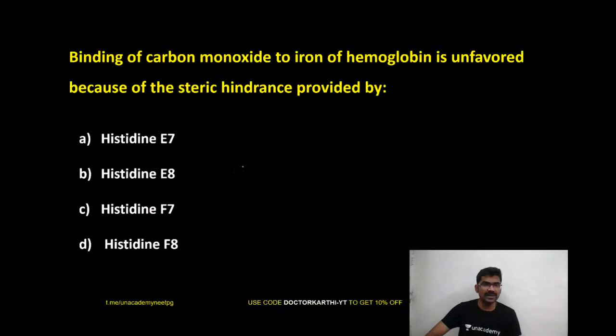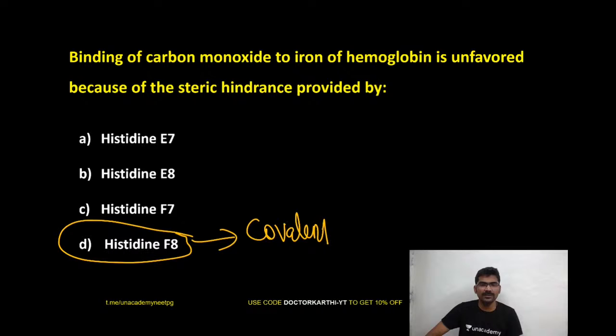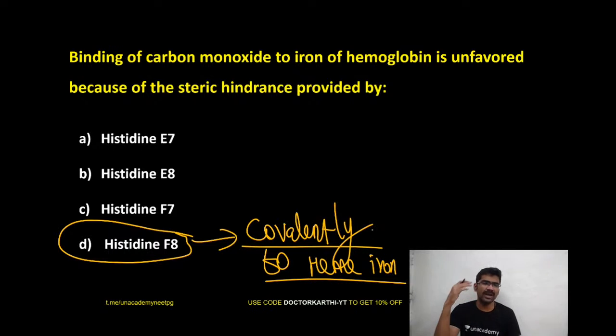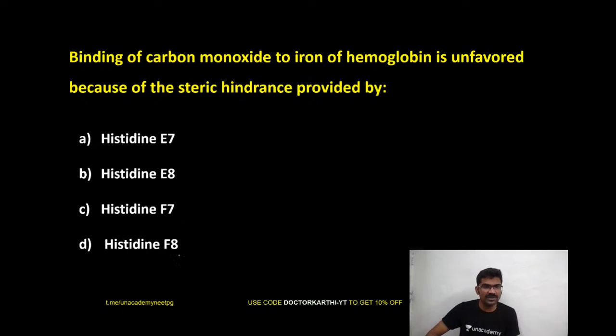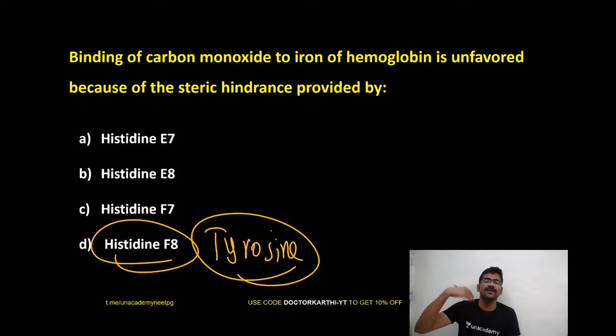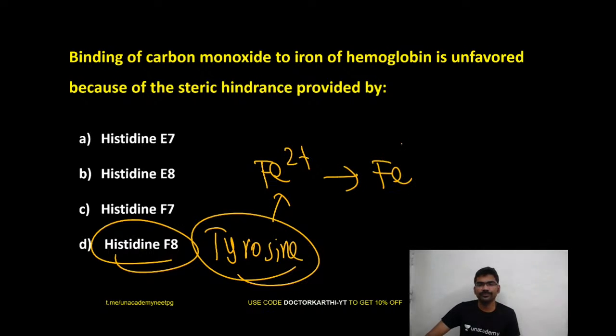What is the role of the proximal histidine? That is your F8. That binds covalently to the heme iron, right? So in congenital methemoglobinemia, there is a mutation. Instead of this histidine F8, there will be tyrosine. As histidine is not there, ferrous iron will be converted into ferric iron. So there is methemoglobin production.